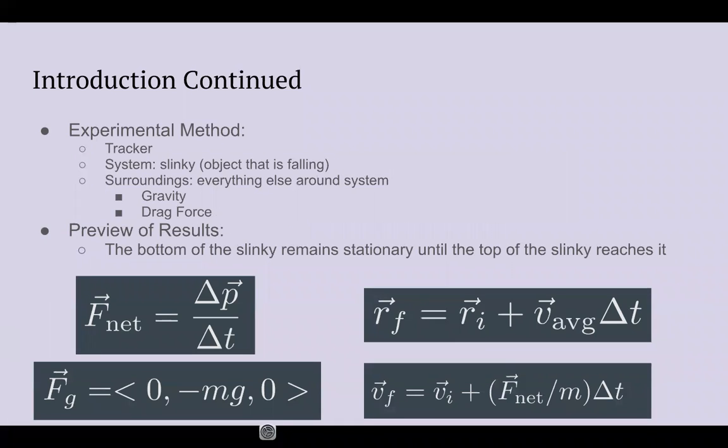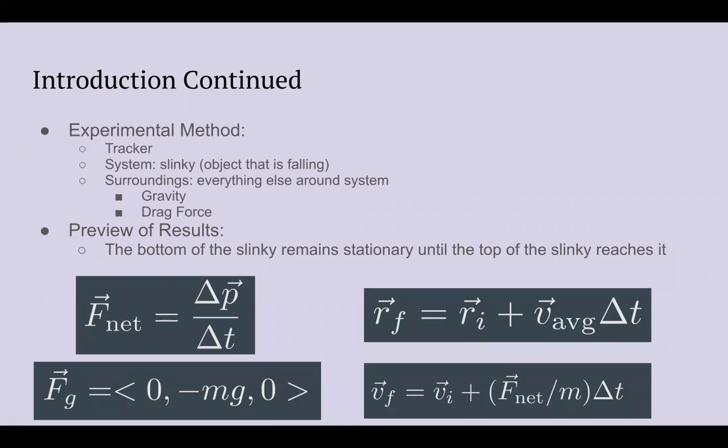For the experimental method, we will be dropping a slinky from a position of rest and investigating its motion through an online tool called Tracker. The system is the slinky, and the surroundings are everything else around the system, such as gravity and drag. We will use numerous important formulas for our computational model.